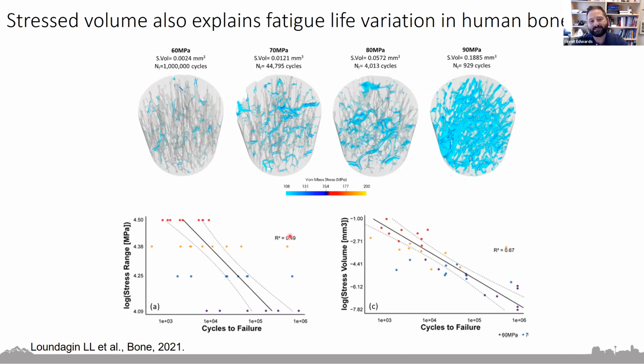But if we take these same samples now and calculate the stress volume of these samples under cyclic loading, then all of a sudden we have a much nicer relationship and we can start to really tease out what is causing the observed scatter in this fatigue behavior. So we think we've got a better way of predicting the fatigue behavior of bone tissue, as opposed to just simply looking at stress or initial strain of the sample.